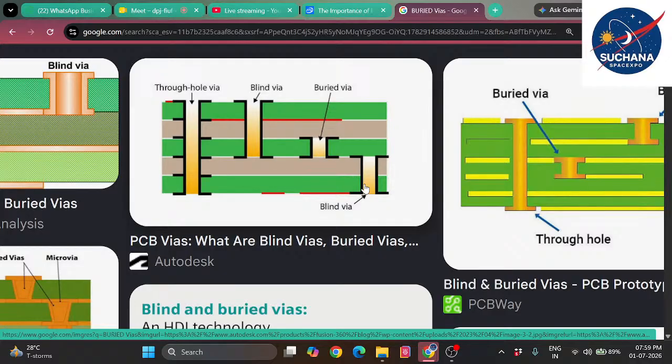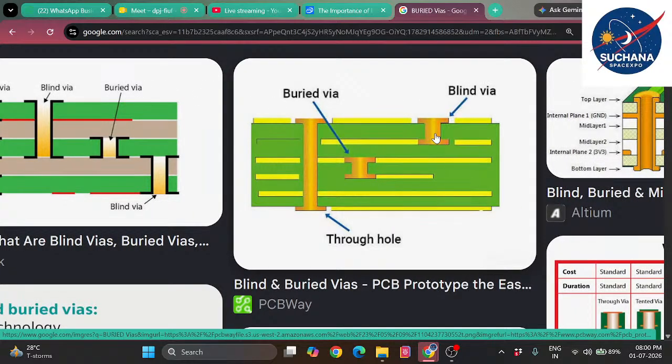This is also a blind via. It started at the bottom layer, goes into the deeper layers, and ends at some layer, not necessarily passing through the entire board. If it passes through the entire board, then it is called a through hole via, which can be a plated through hole or a non-plated through hole. If it is plated through hole, then signal transmission can occur. If it is non-plated, it lacks electrical conductivity and is just there for mechanical purposes.